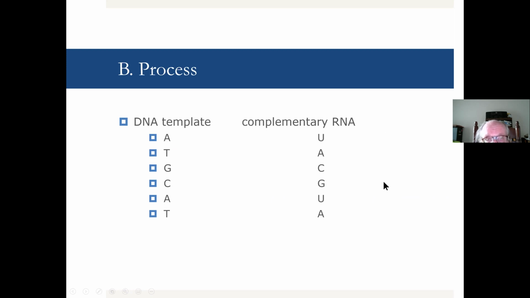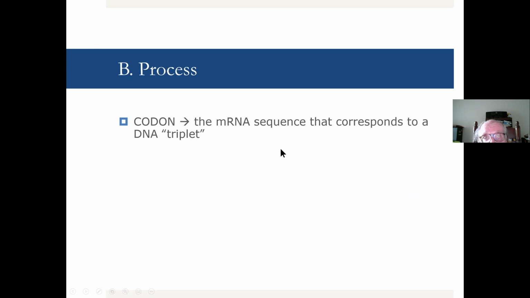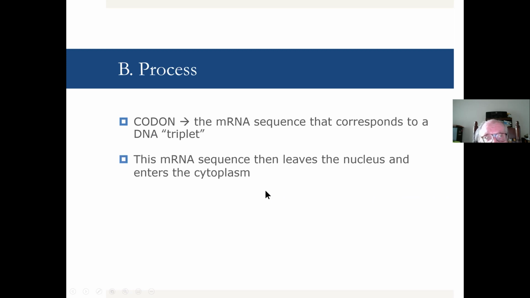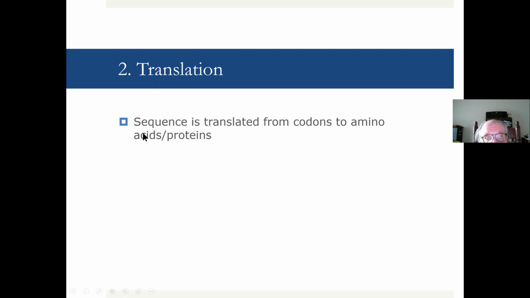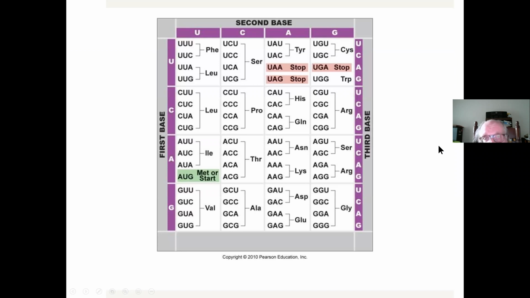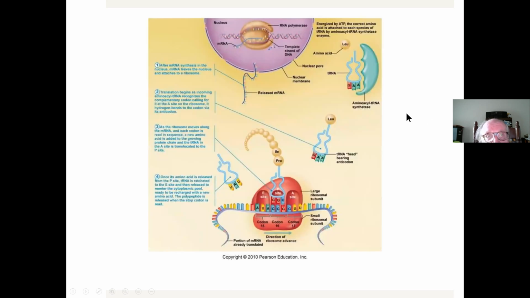This is messenger RNA. The codon is the mRNA sequence that corresponds to the DNA triplet, leaves the nucleus and enters the cytoplasm. Sequences translate from codons to amino acid proteins. You never have to know this. When I took amino acid metabolism, they would give us a chart like this, and then they would give us the codons and things like that, and we'd have to translate which amino acid it is. But you don't have to worry about this. But this is how you figure out what amino acid you have based on these triplets.